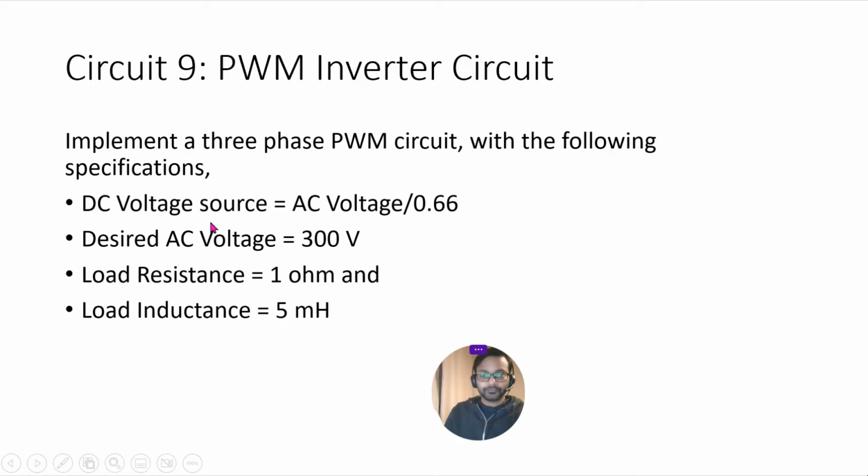So the question for this circuit is, we have to implement a three-phase PWM circuit with the following specification. The DC voltage is generally AC voltage divided by 0.66. The desired AC voltage is 300 volt, so that is my output AC voltage, and so DC voltage should be 300 divided by 0.66. The load resistance is 1 ohm and the load inductance is 5 millihenry. So let us go on to Simulink and try to implement this circuit.